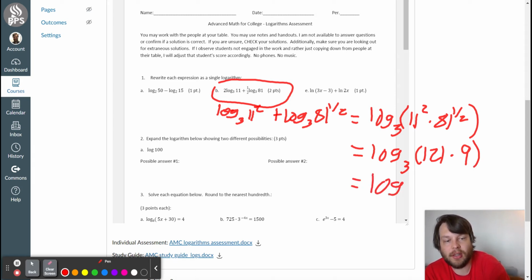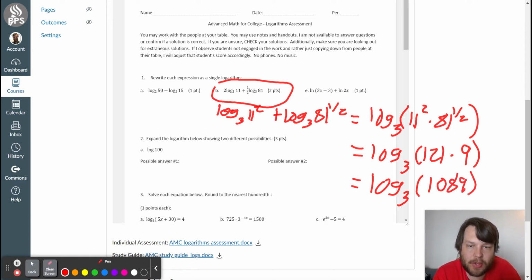121 times 9. What would that be? 1089? Could be. Might have made a mistake. And so that's the idea, using the properties of logarithms.